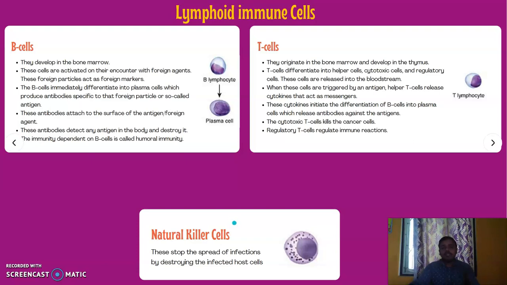The third type of cell coming under the lymphoid immune cells is called natural killer cells. These natural killer cells stop the spread of infections by destroying the infected host cells. Unlike the previous cells, B cells and T cells, which directly attack the antigen or foreign agent, the natural killer cell targets only the infected cells in our host body. By destroying these infected host cells, it stops the spread of the infections.